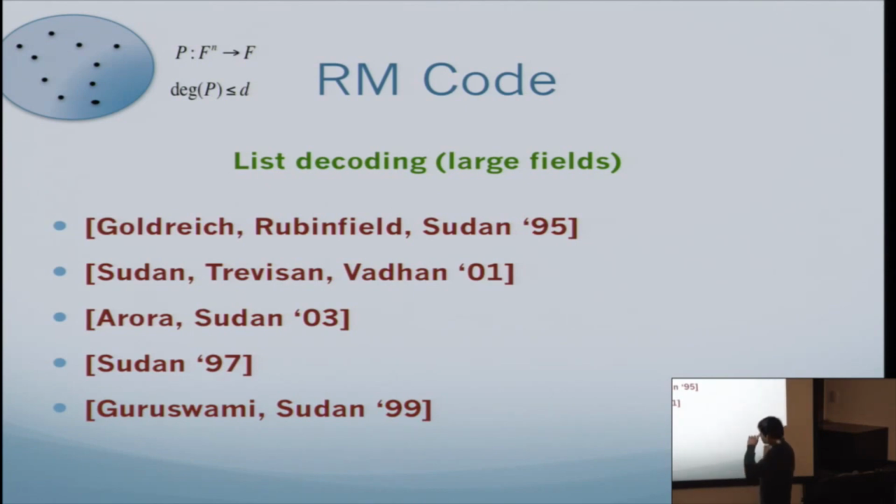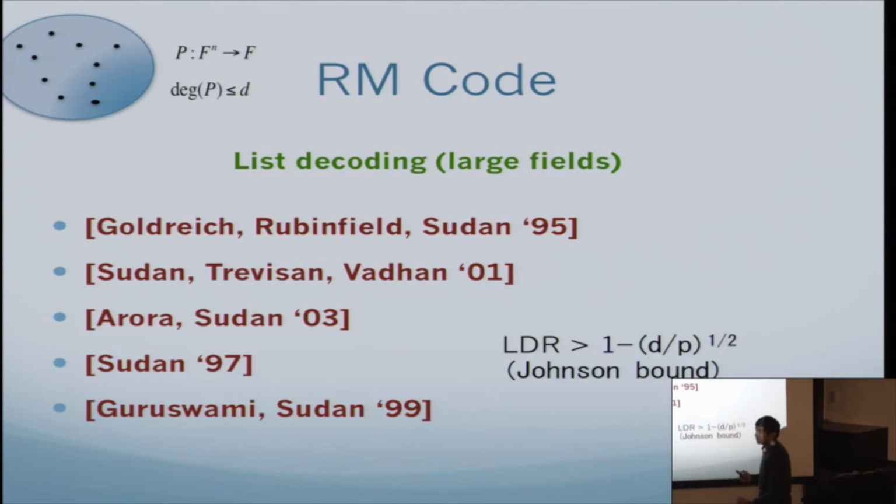And over large fields there are a lot of results, but they all seem to point to the conclusion that list decoding radius is at least this number right here, 1 minus square root d over p. This is called the Johnson bound, and all these results say that if the ball is of radius 1 minus square root d over p, then I can output all the code words in it efficiently. People did not know what happens beyond this, and we know that 1 minus d over p is the maximum you can get to, because there are all these code words lying on the edge. So there is this gap from 1 minus square root d over p to 1 minus d over p.